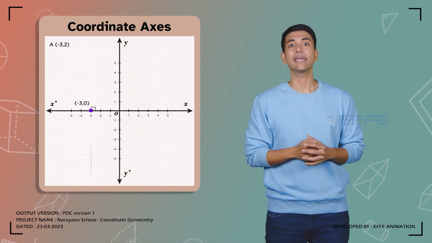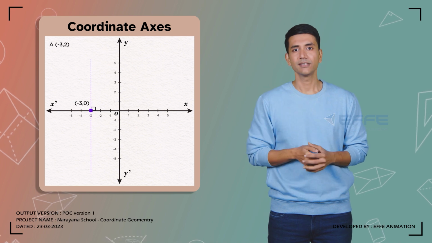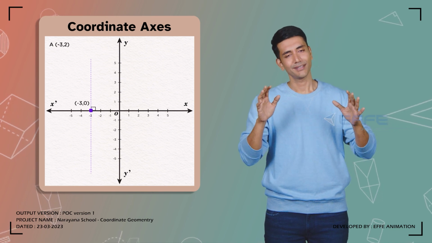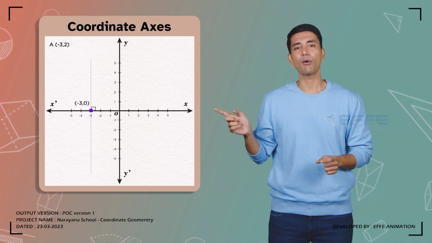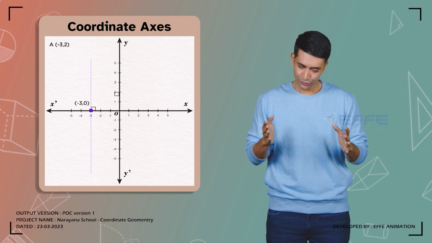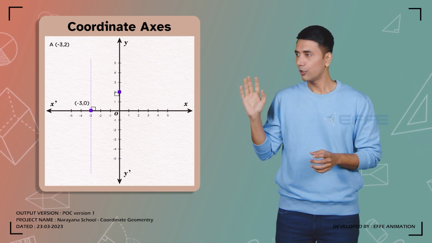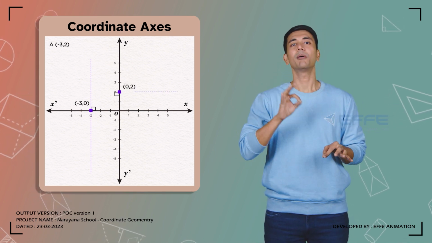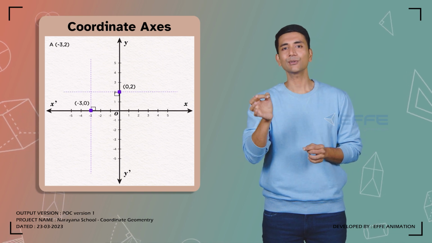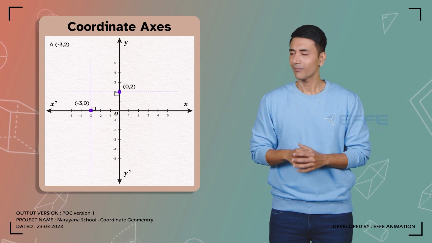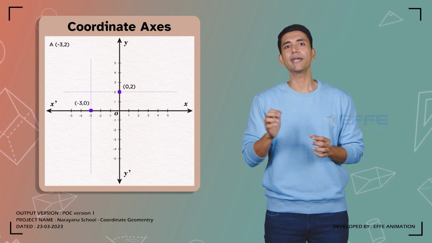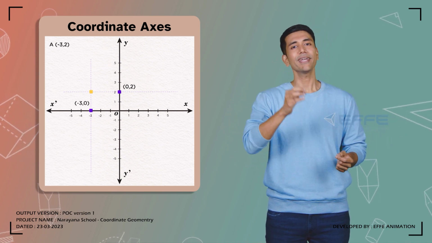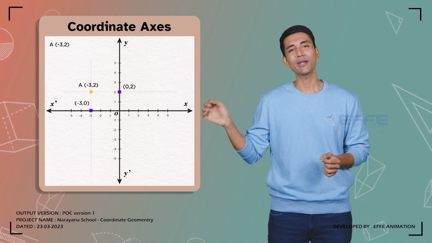Then, draw a line perpendicular to the x-axis passing through the point (-3, 0). Next, the y-coordinate of point A is 2. So, on the y-axis, locate the point (0, 2). Draw a line perpendicular to the y-axis passing through the point (0, 2). Now if you observe, both the perpendicular lines meet at this point. This point represents point A (-3, 2).